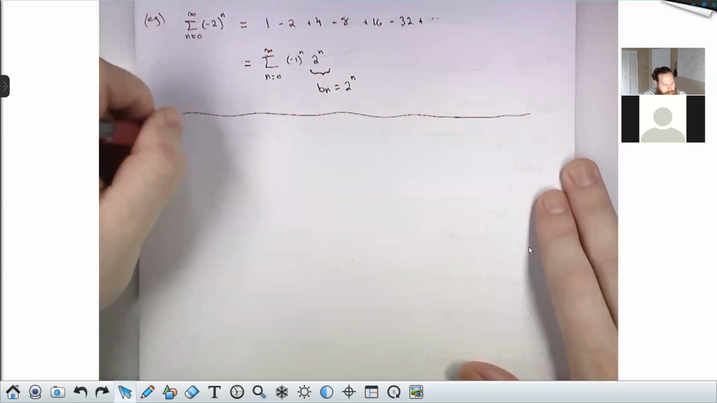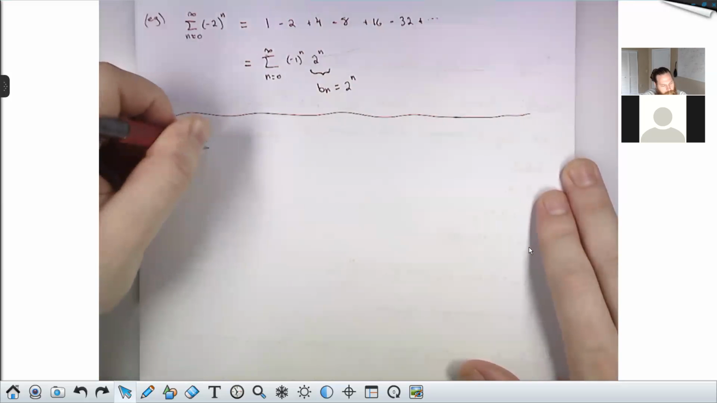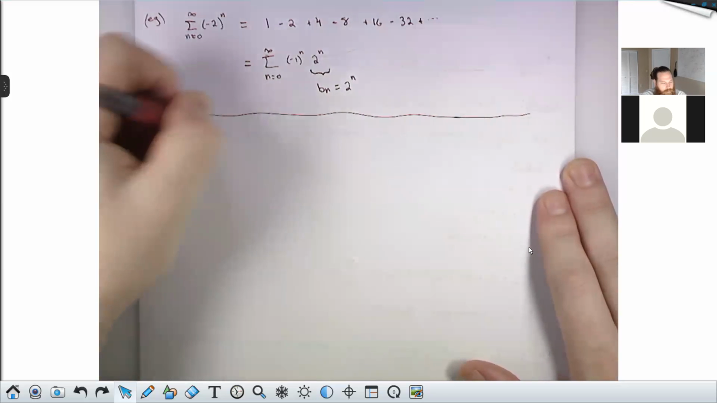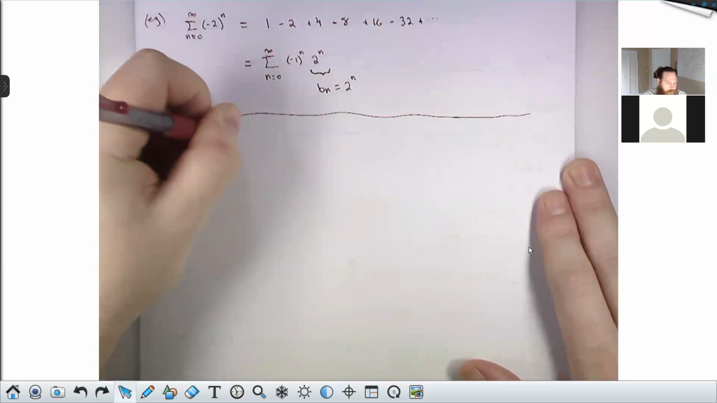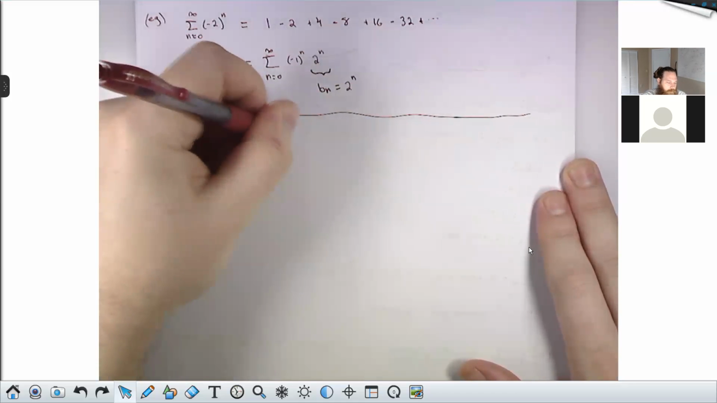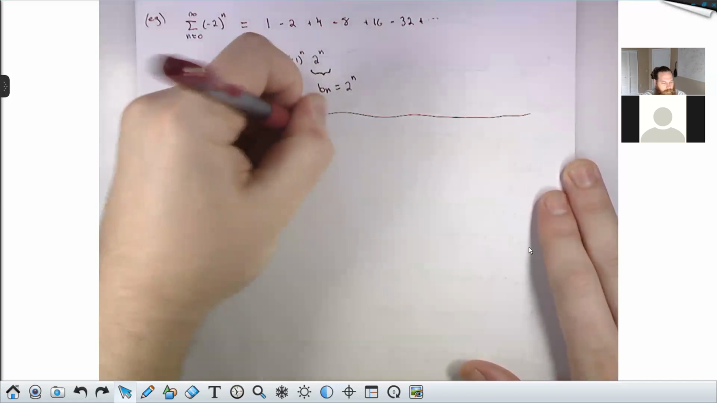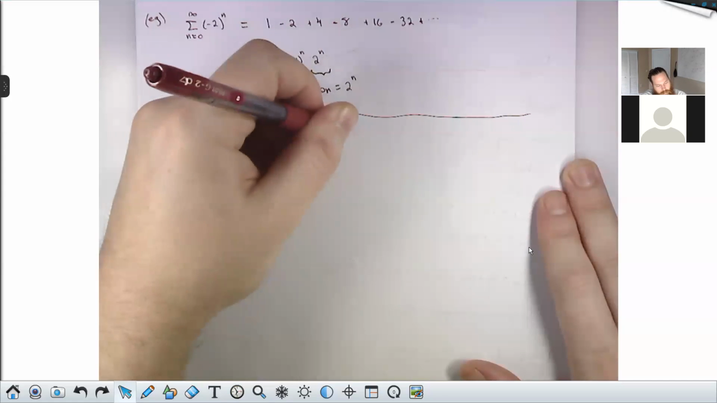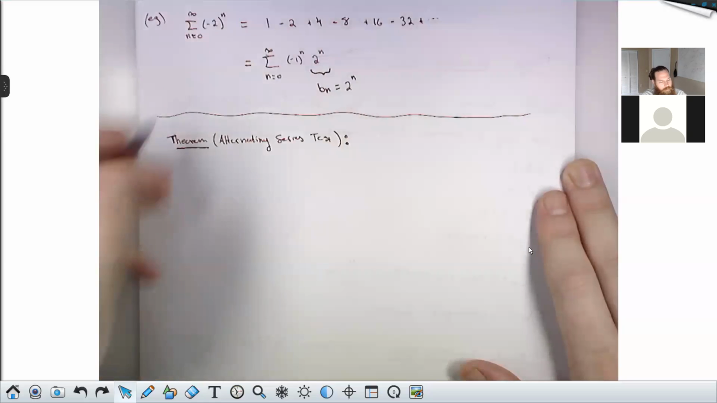Theorem. This is your next convergence test. It's called the alternating series test. The alternating series test only works for alternating series.